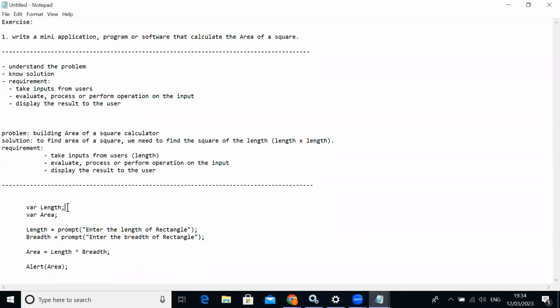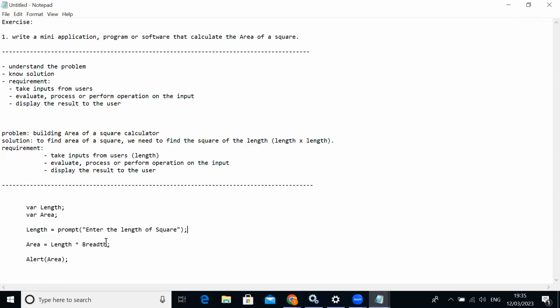So we just need one length, and we need to let the user enter the length of the square. Enter the length of square. We don't need a breadth, and we don't have to take another input again. We need one variable, one memory, to store the length. So we take the length of the square and store it as length.